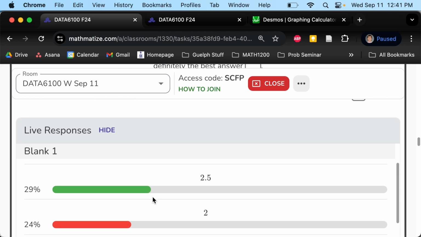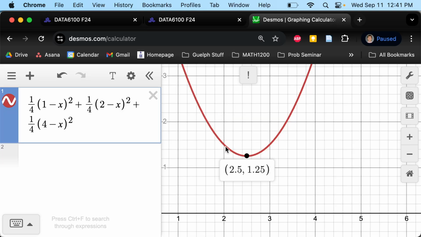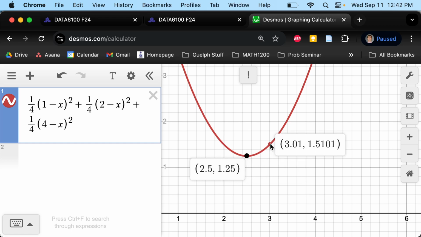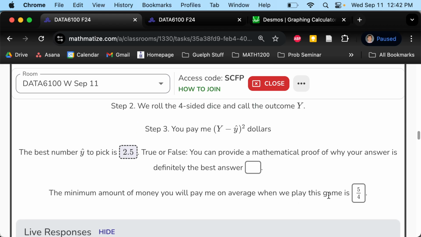If you said 3 or 2, you are paying me more money than you need to, right? On average, you're going to owe me $1.50 every time, where you could have gotten away with only owing me $1.25 every time. So you're giving me like a free 25 cents of misestimation on your part. That's for 2. For 3, it happens to be symmetric, so you also owe me $1.50. And the minimum amount of money you will pay me is $1.25, 5/4.